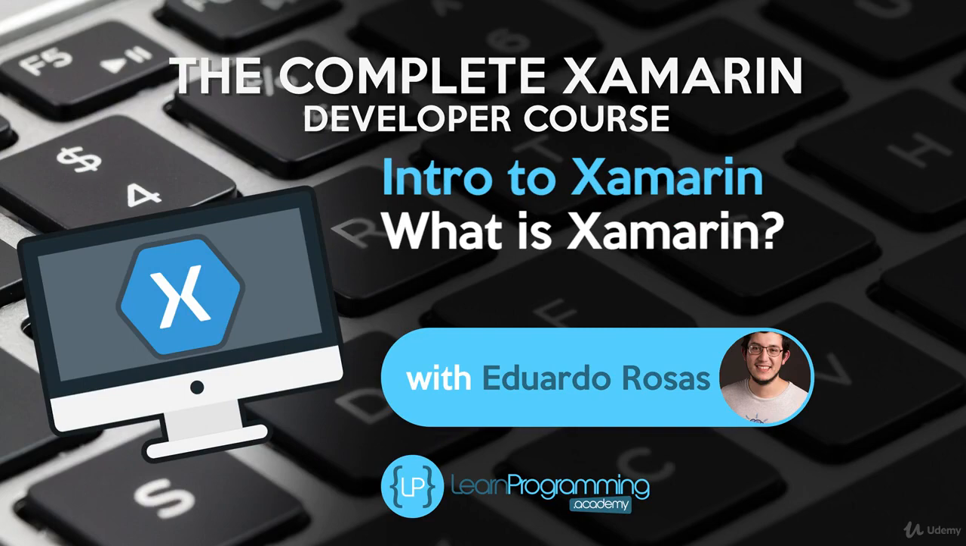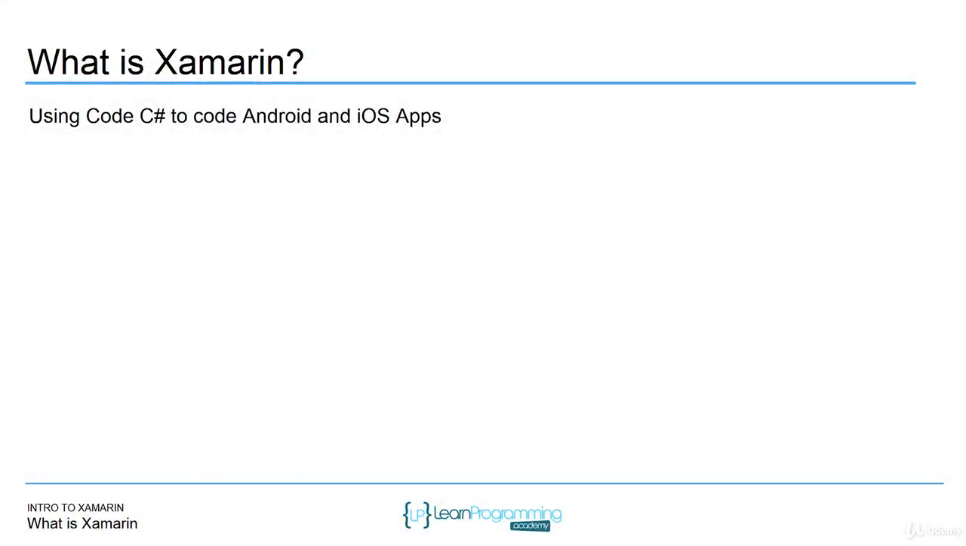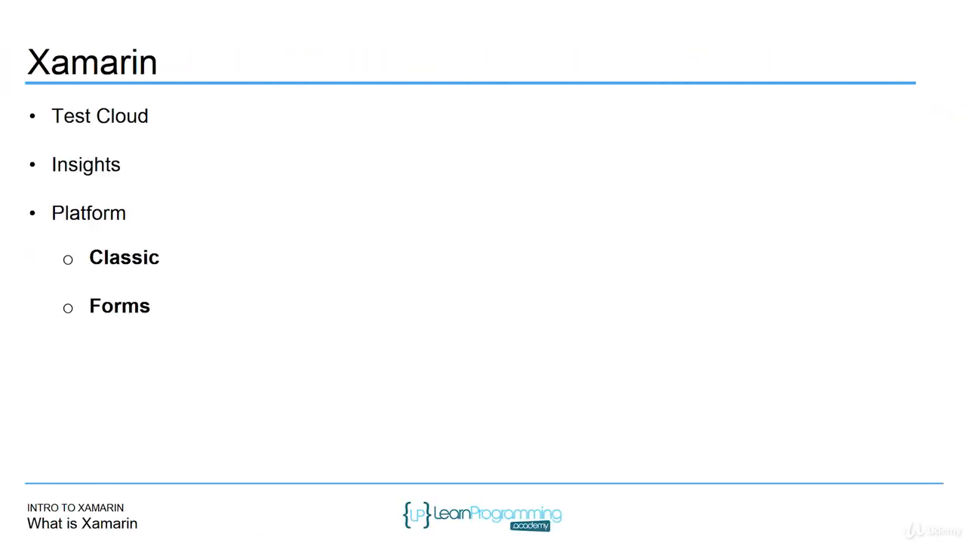So let's start by talking about what Xamarin is and how it can help you build Android and iOS apps that share C# code. Xamarin is a company that was acquired by Microsoft in 2016 and that has a list of services that, in their own words, allow developers to build mobile applications easier, faster, and more efficiently.